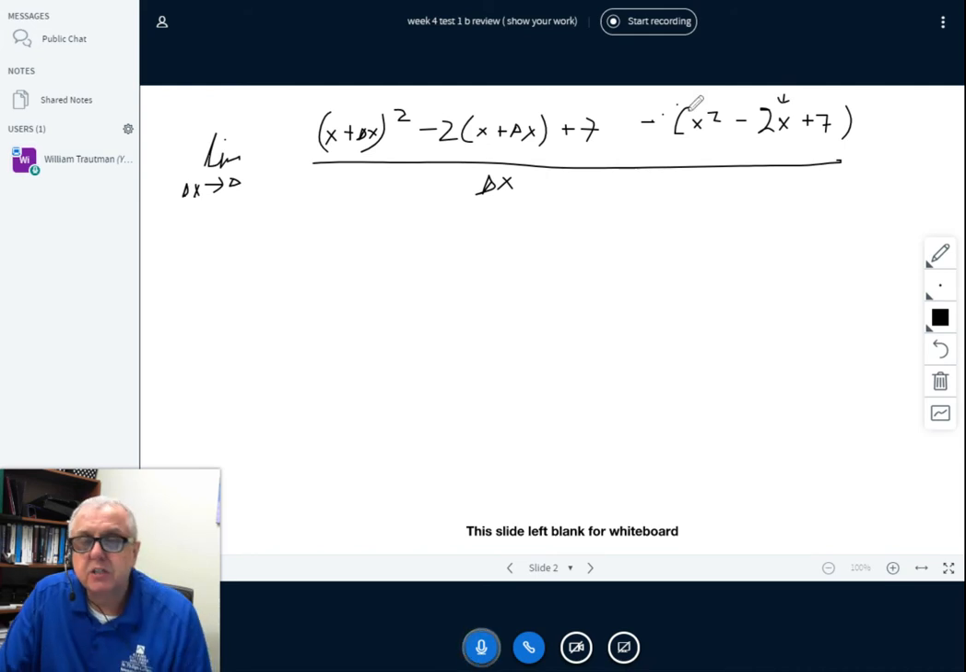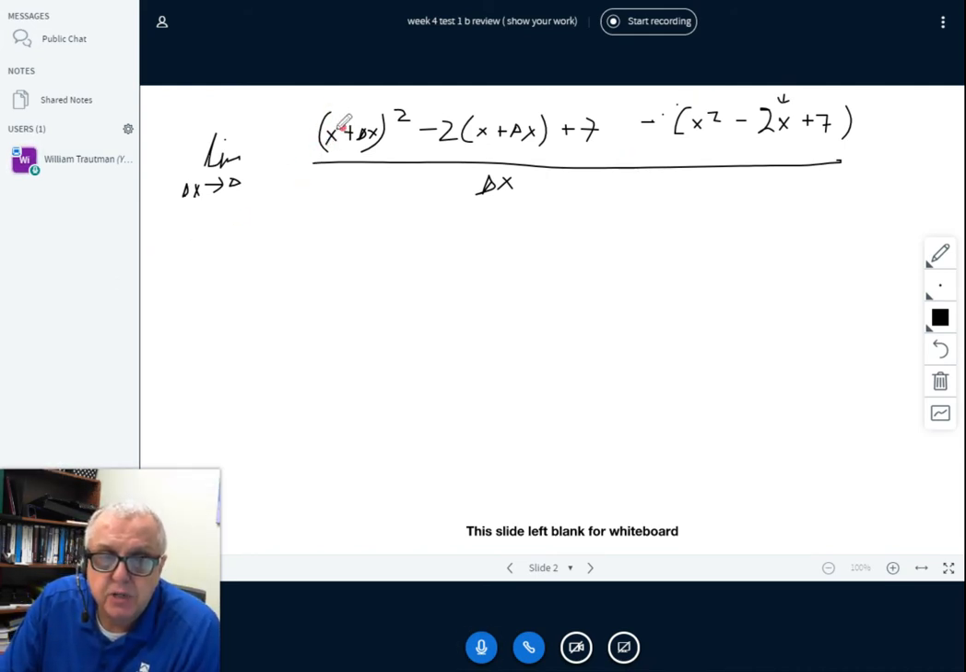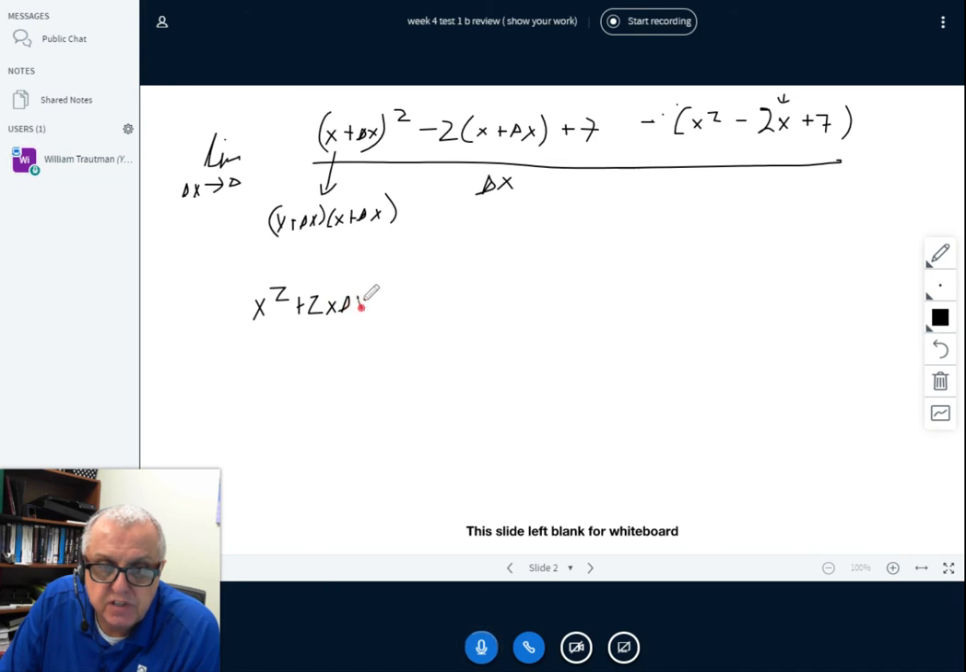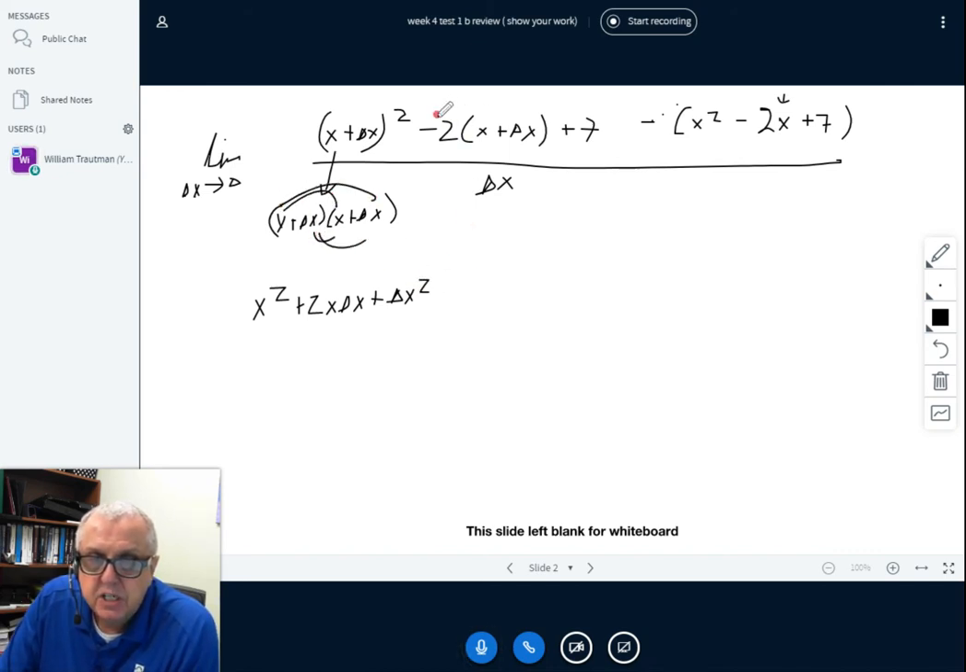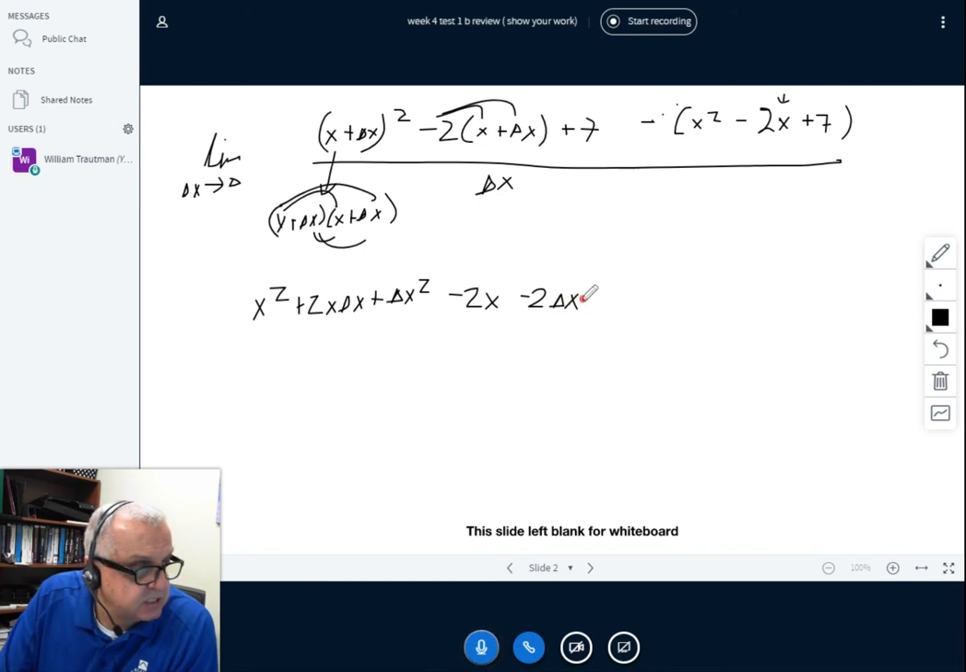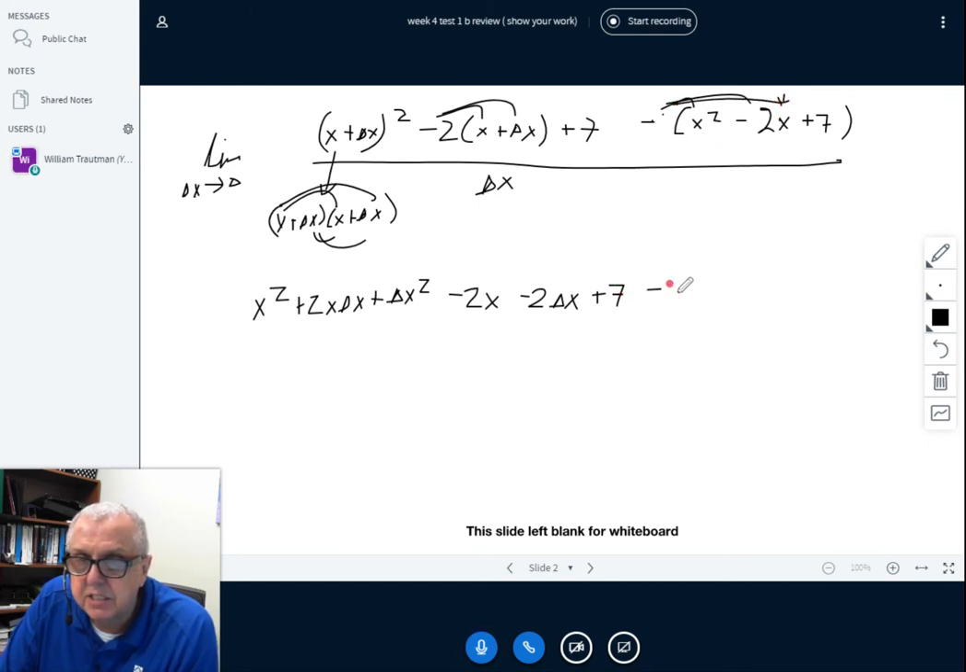That's a minus 2x. Okay, so first you're going to FOIL this, right? This right here is x plus change of x times x plus change of x. And you get x squared plus 2x change of x plus change of x squared. When you distribute, here I get negative 2x minus 2 change of x plus 7. Then I'm going to distribute a negative sign: minus x squared plus 2x and a minus 7.